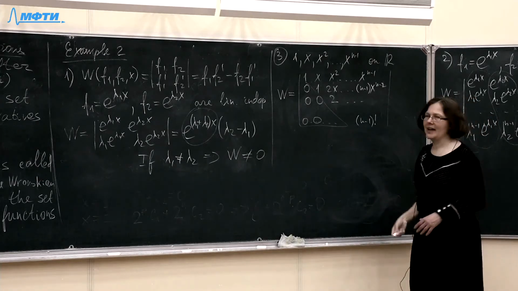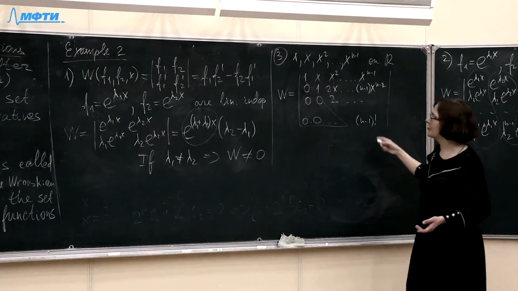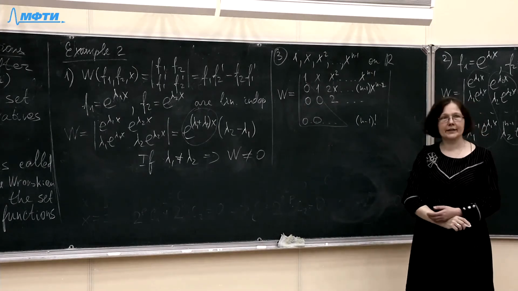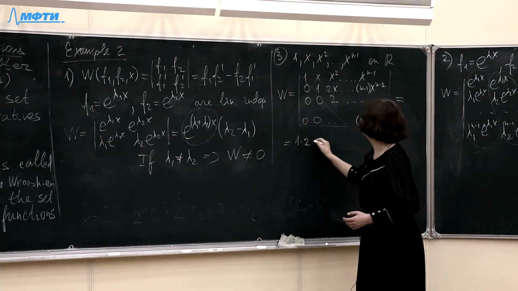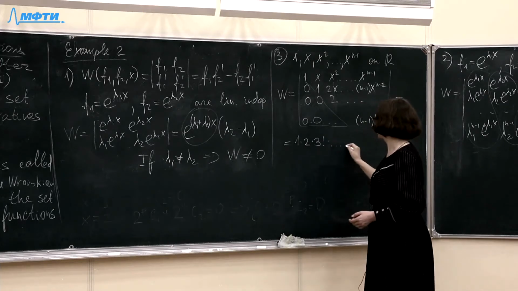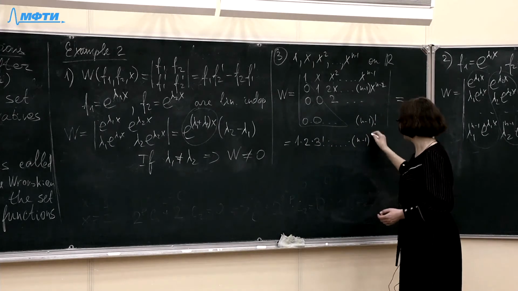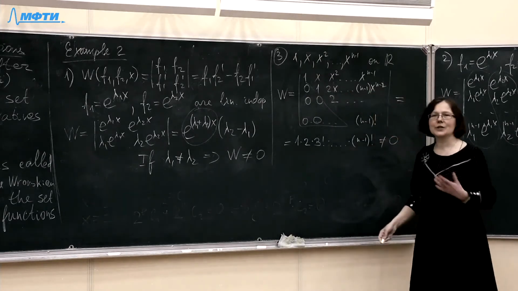Let's find the determinant of this matrix. It is equal to the product of the entries on the main diagonal. It is equal to 1 times 1 times 2 times 3 factorial times, and so on, times n minus 1 factorial, and it is not equal to 0. So these functions are also linearly independent.